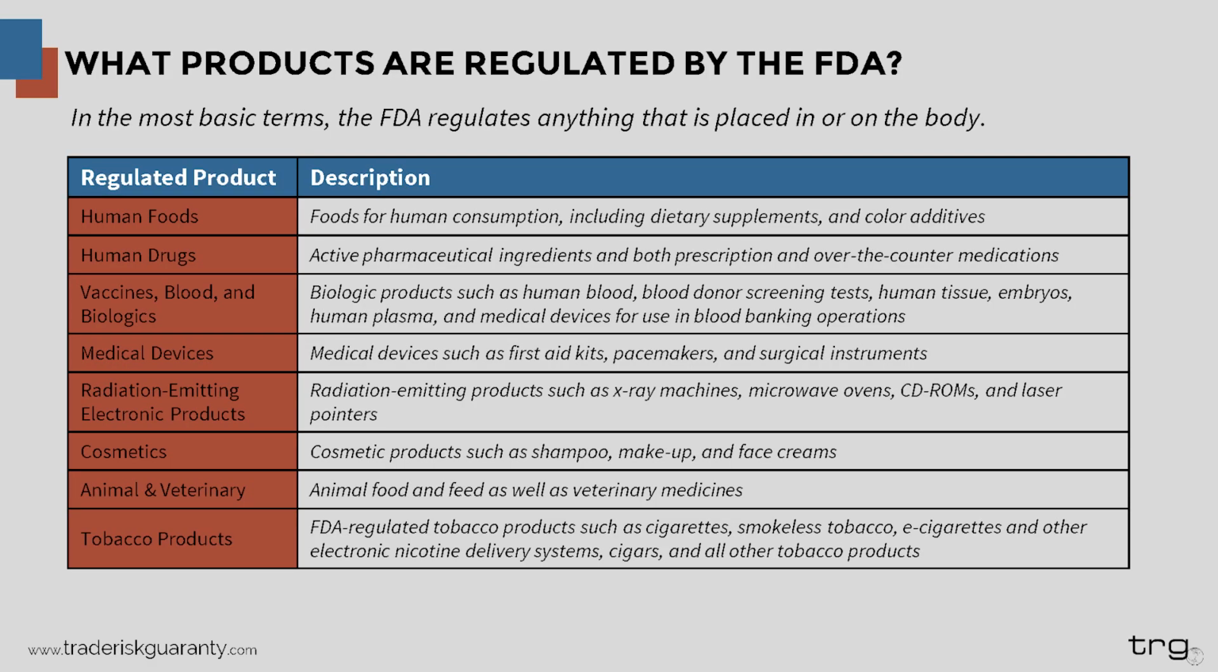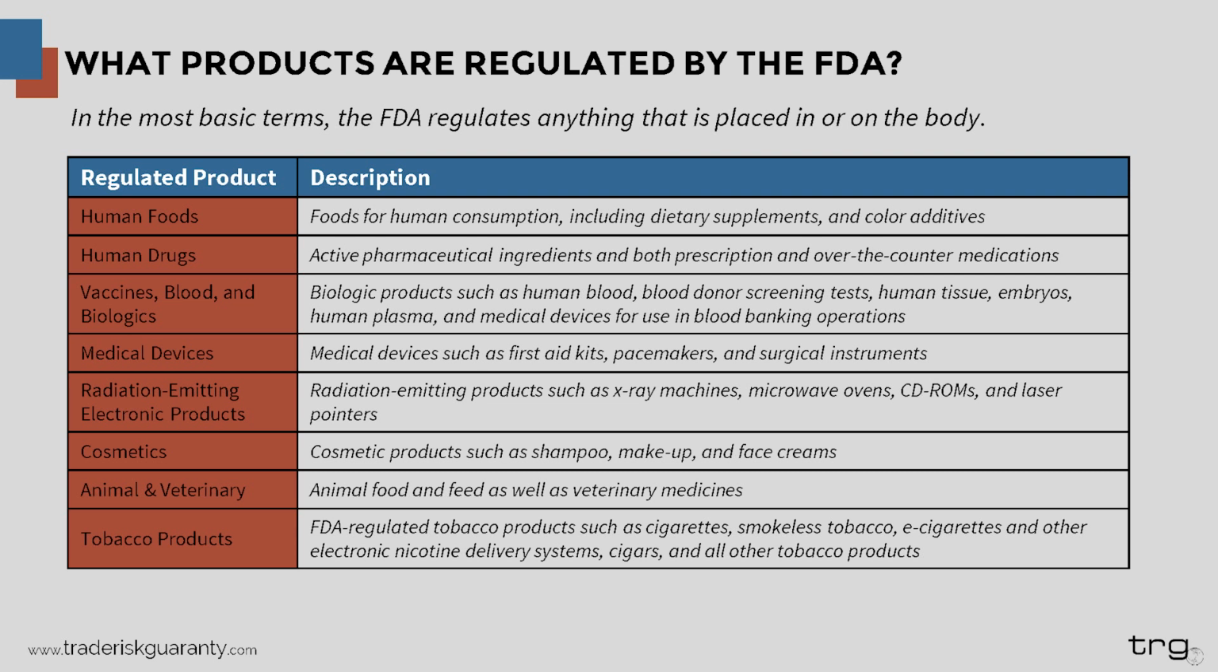Now, in the most basic terms, the FDA regulates anything that is placed in or on the body, or on a living body. But a better breakdown of types of products are encompassed in the following. And these are the categories that the FDA uses themselves. So you can actually find most of their information on their website is typically broken down into these categories.